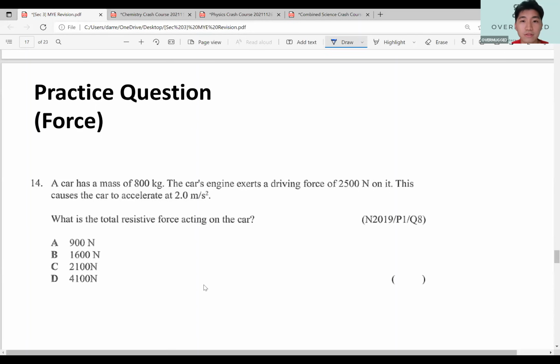How to do, right? So the most important thing I told you all, when we're discussing this chapter, is to remember it is not force. It is always about resultant force. In this case, your resultant force is your driving force minus your friction.